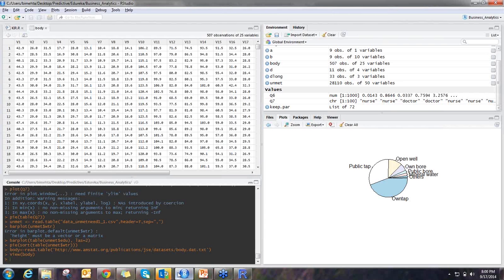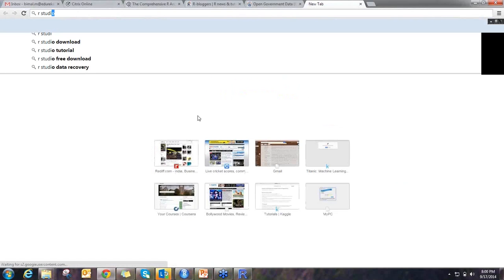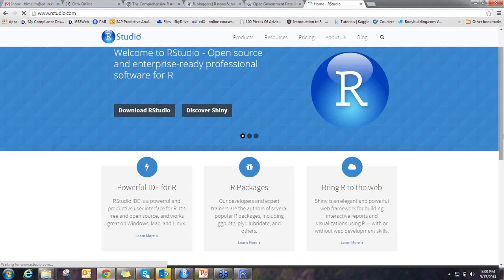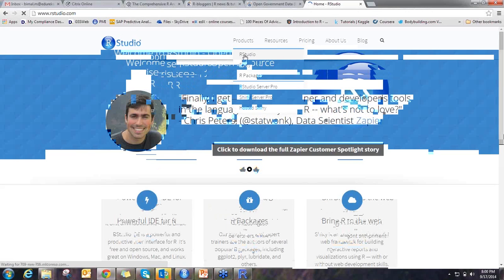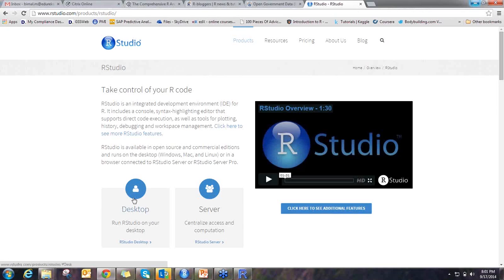Then you also have a GUI-based framework, which is nothing but RStudio. If you want, you can download RStudio from the website. It's available free of charge. Just type RStudio in Google, and it will take you to the RStudio home. You can easily download RStudio from there. Here you can go to products, go to RStudio, and download the desktop version. For the server version, you need to pay them. But if you want the desktop version, it's available free of cost. Fine.